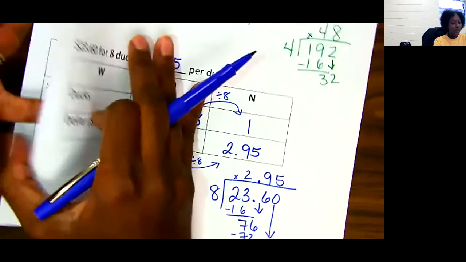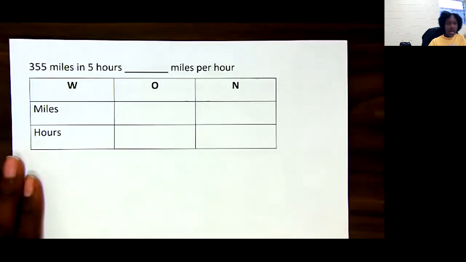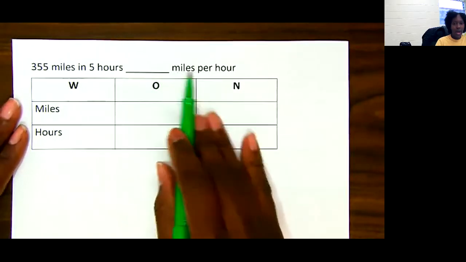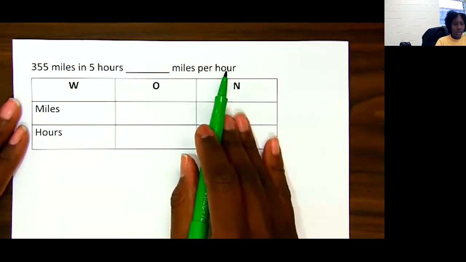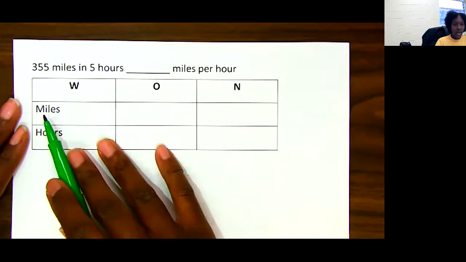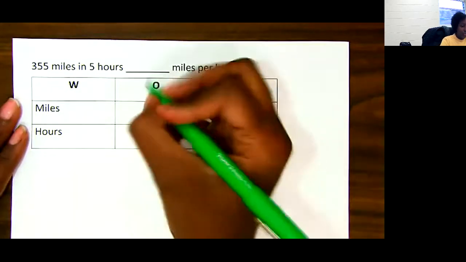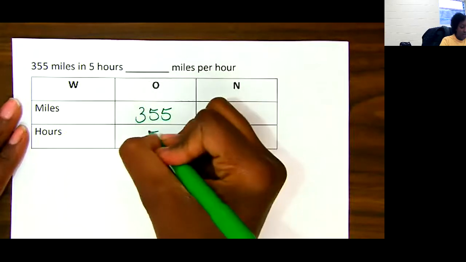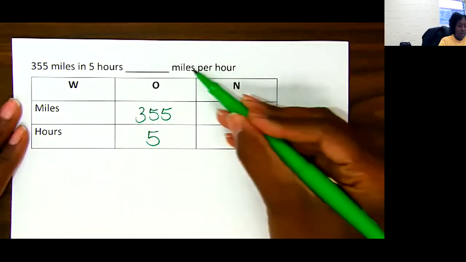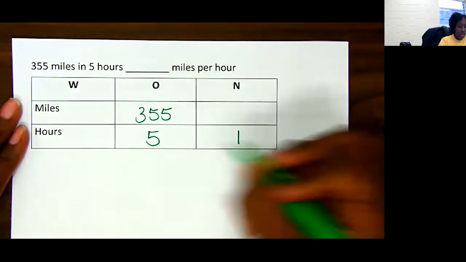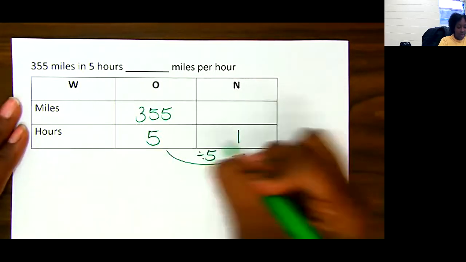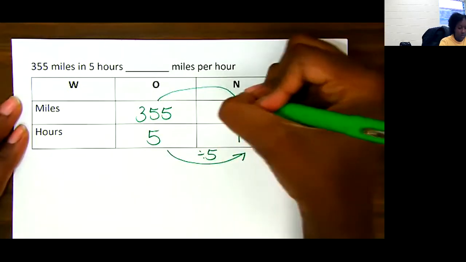Okay, let's try another one. Want to make sure you guys got it. I have 355 miles in 5 hours. They want to know how many miles in an hour. So again, I'm going to fill in, let's pay attention this time, miles, 355. And they told us we went that far in 5 hours. They want to know how far we'll go in 1 hour. Again, to get from 5 to 1, I divided by 5. So I need to do the same here.